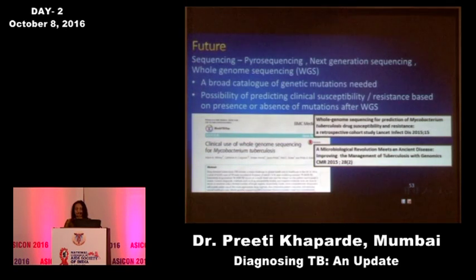So how do you overcome this situation? In future, there are studies trying to find out whole genomes of the organism by whole genome sequencing. There has been a lot of progress in this. They started with pyrosequencing, then went on to next generation sequencing, and now is the time for whole genome sequencing. So let us hope that this will give us a comprehensive picture to predict phenotypic susceptibility.